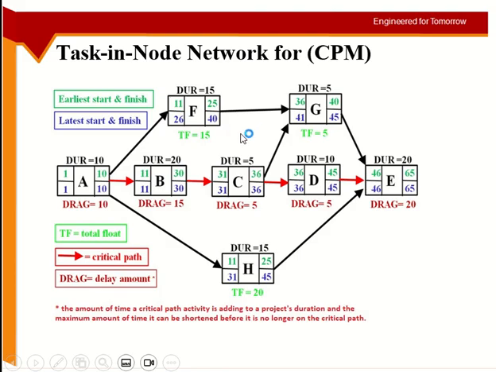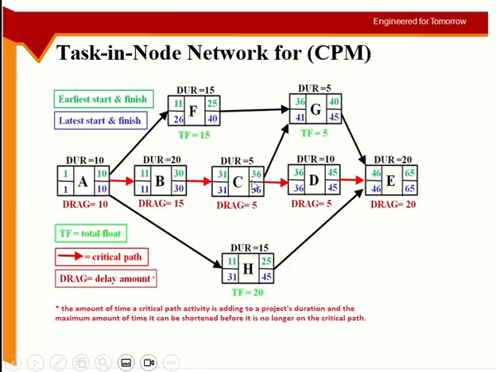So where was I? Yeah. So for activity G now. Activity G is depending upon two things, F and C. Now F finishes on day 25 and C finishes on day 36. Now it should be 35 basically.